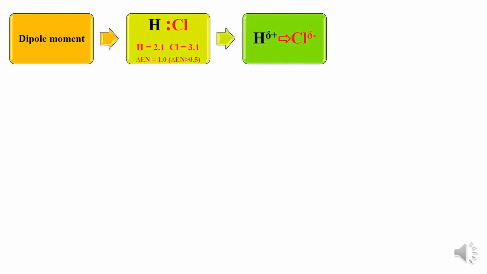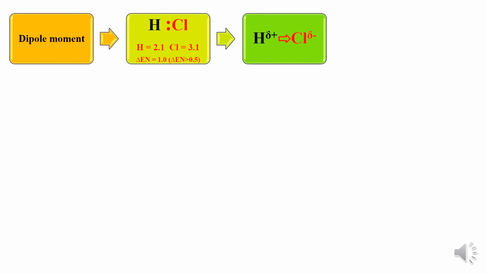And therefore, chlorine atom being more electronegative than hydrogen atom, it attracts or pulls the shared pair of bonding electrons closer to itself. And as a result, the chlorine atom gains a partial negative charge, while the hydrogen atom gains a partial positive charge. And this is shown by Greek symbol delta. So delta plus and delta minus, meaning partial positive and partial negative charges.